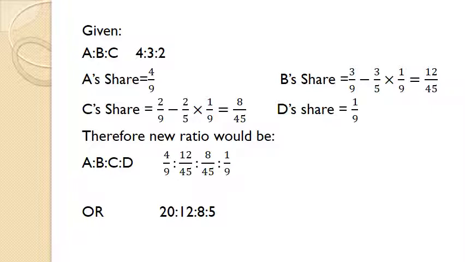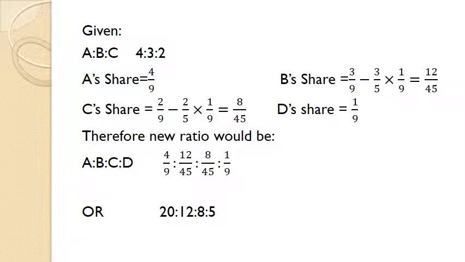Similarly, the share of C can also be calculated by first finding out the amount of share which C has given to D. Again, as the ratio is 3 is to 2, the share of C would be 2 by 5 of 1 by 9 which it has given to D. So we have to subtract this from the original share of C, that is 2 by 9, and we will get 8 upon 45 as the share of C. And the share of D, we already know, is 1 upon 9.